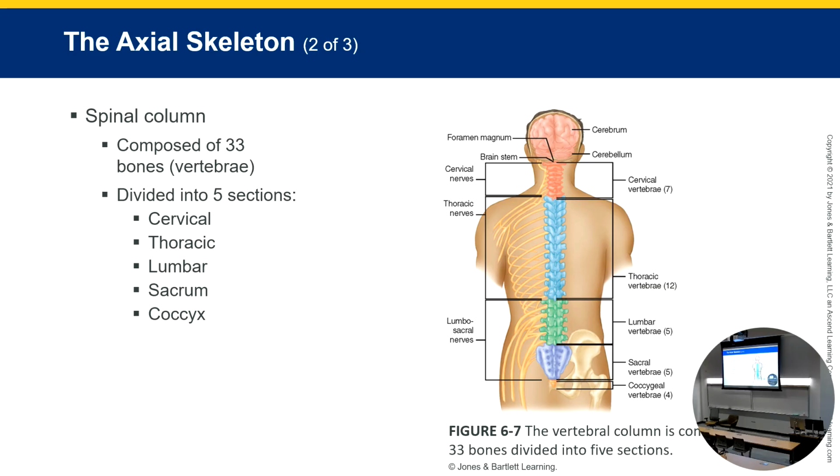The cervical vertebrae, there are 7. There are 12 thoracic. There are 5 lumbar. There are 5 fused together sacral vertebrae. And there are 4 coccyx vertebrae that are also fused together. You need to have that memorized. Okay? You need to have that memorized. So 7, 12, 5, 5, 4.